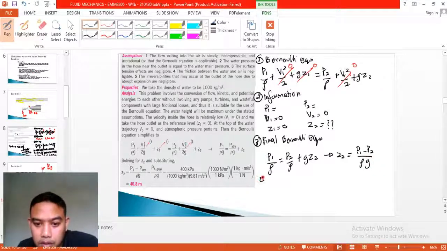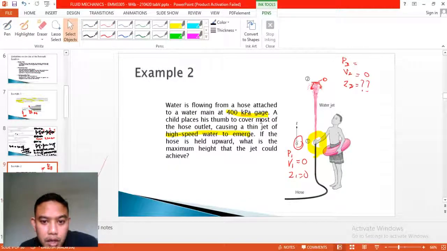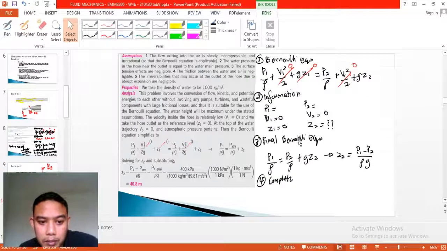The fourth one is to complete it or answer it. Okay, so we know that the question gives you P1 minus P2 as 400 kPa, which means the difference is 400 kPa. P1 is 400 kPa, P2 is PATM, and PATM is zero.